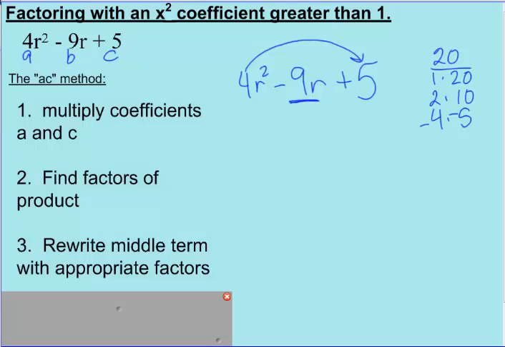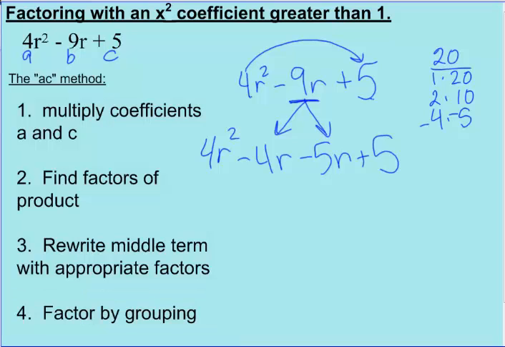Okay. So our third step is to rewrite the middle term. So the first part stays the same, keeping the 4r squared. We're rewriting the -9r. So that's -4r, -5r. And then we have the +5.